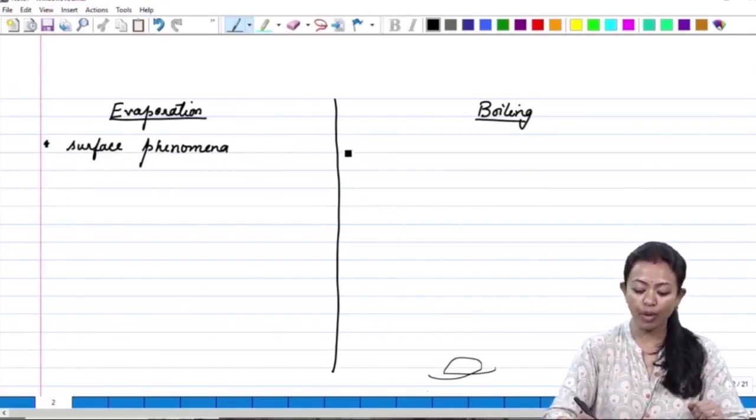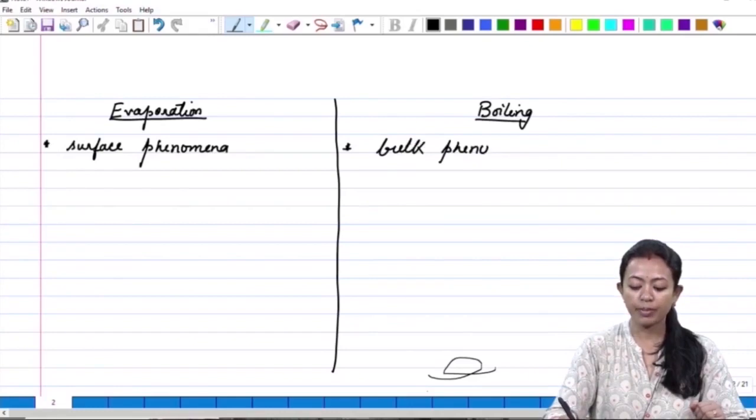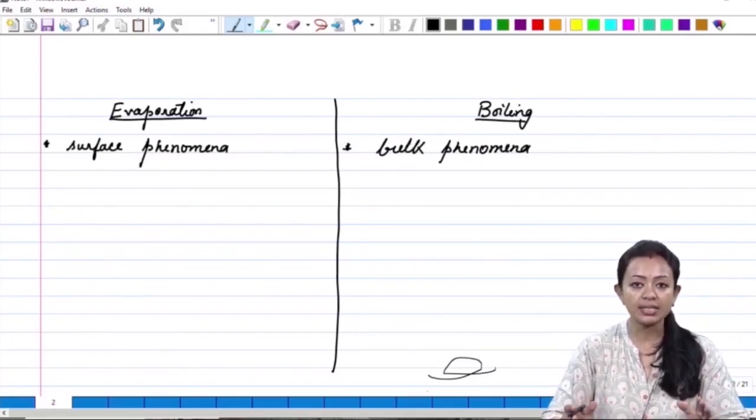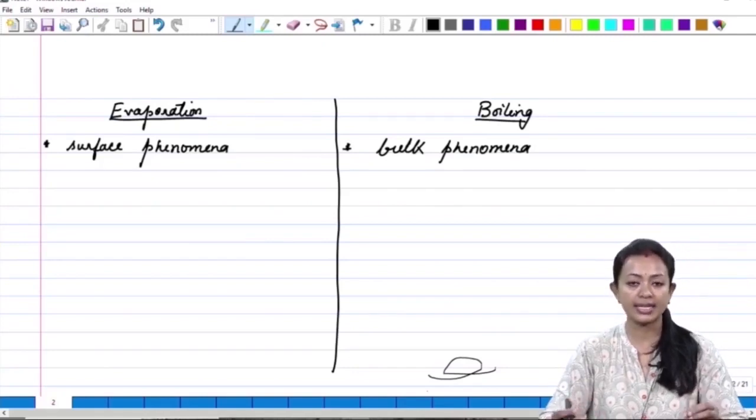Whereas in case of boiling, it is a bulk phenomenon. Bulk phenomenon means you are providing energy to the entire system of the liquid. You are equally giving energy to all the particles of the system at the same time so that they can get converted from the liquid state to the gaseous state.